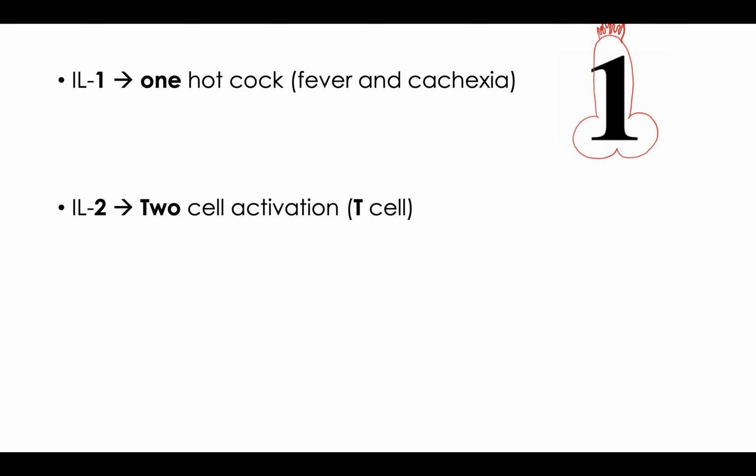Okay, next we have IL-2, and instead of saying IL-2 like the number, I always say IL-2 for T cells. So it's IL-T cell activation. If you can remember IL-2, it's 2 for T cell activation.